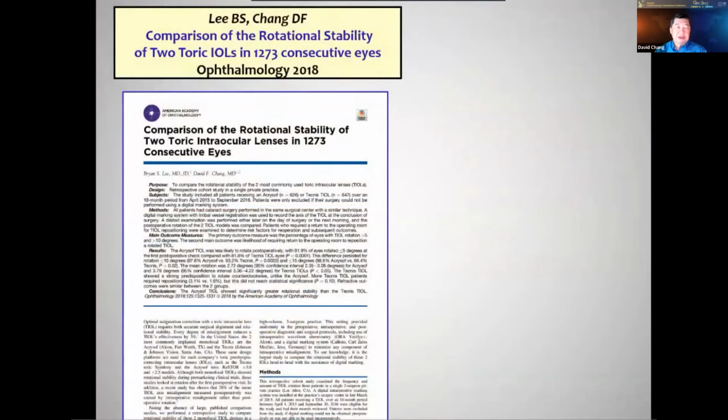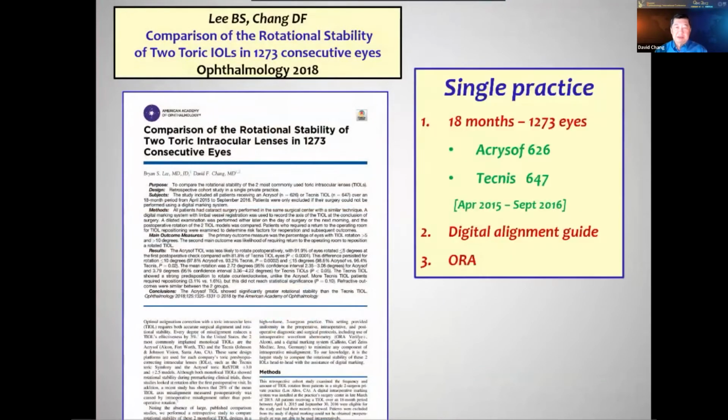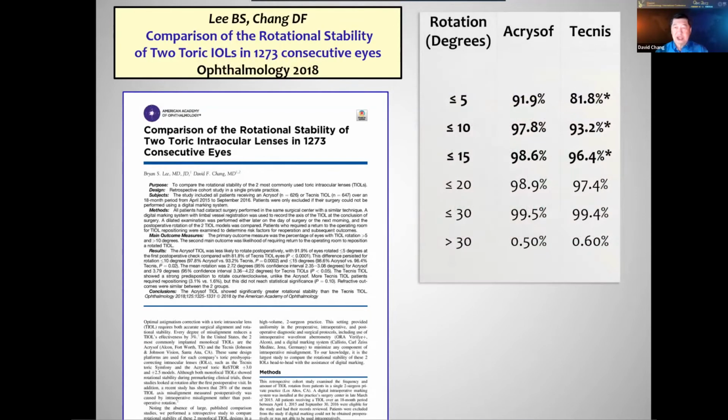I showed you. Using this technique, my partner and I published this large series over a year and a half of 1,273 consecutive eyes. And about half of these were the Acrosoft monofocal, half the Technis. We used a digital alignment on all of these along with Aura. So this is the first large study reported using digital alignment so that we can really differentiate what was rotation versus what was surgical misalignment. And unless you use digital alignment, it's very hard in other studies to figure out how much is the rotation.